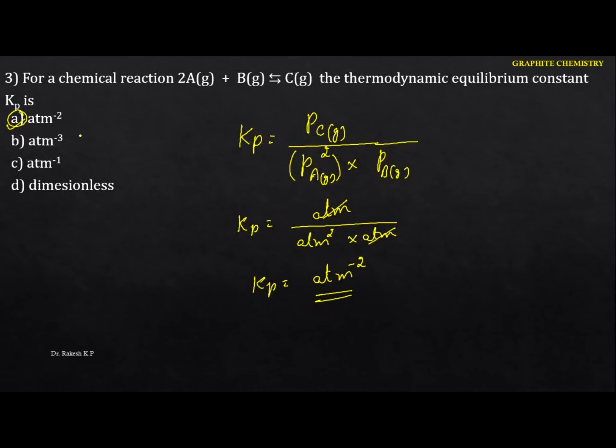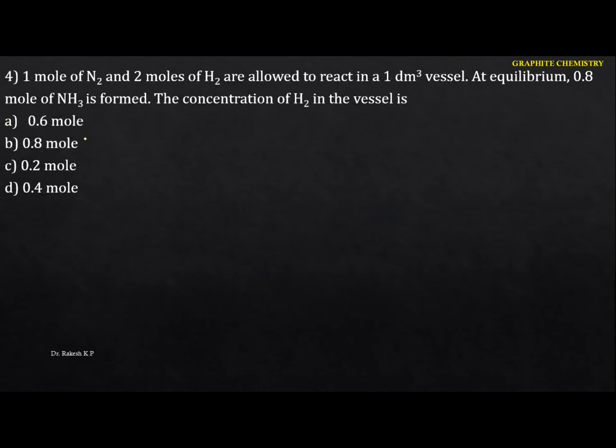Okay, so next one. 1 mole of nitrogen and 2 moles of hydrogen are allowed to react in a 1 dm cube vessel. At equilibrium, 0.8 mole of ammonia is formed. The concentration of hydrogen in the vessel is. Let me write the reaction here. Especially in this type of question, we have to balance the equation, then we will get the exact value. So here I am going to balance the equation. Here this will become 3, and this is also gas. Here also the same thing.